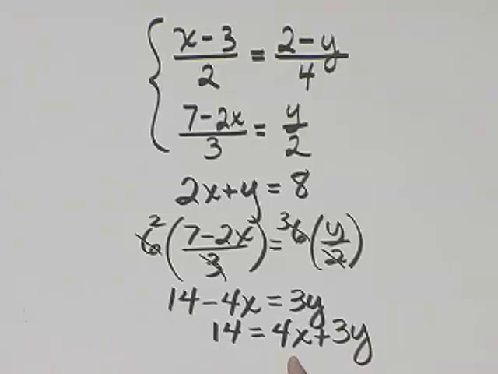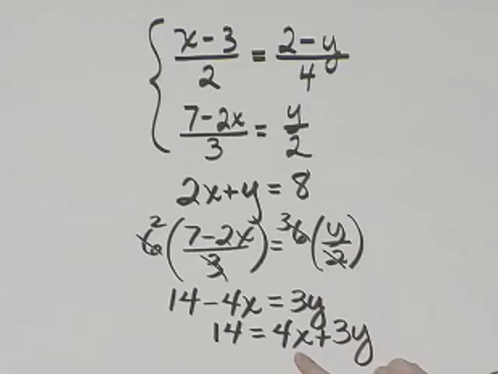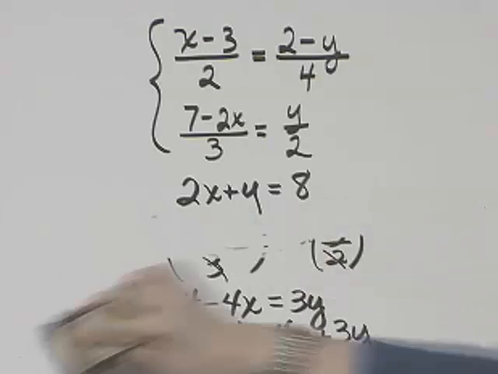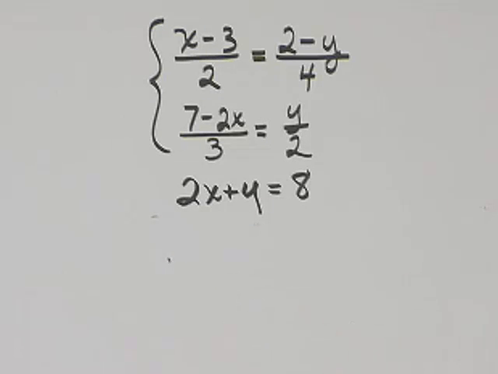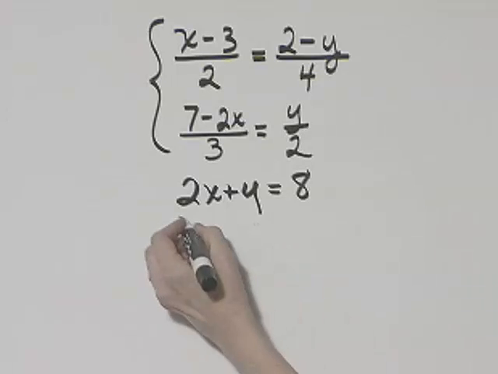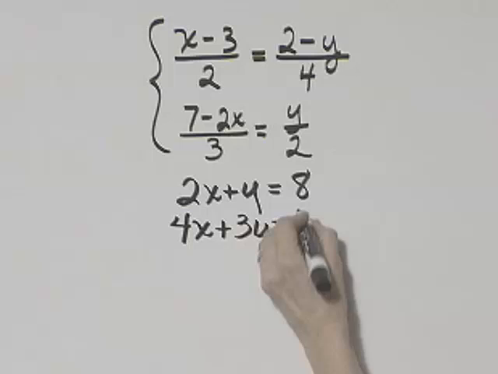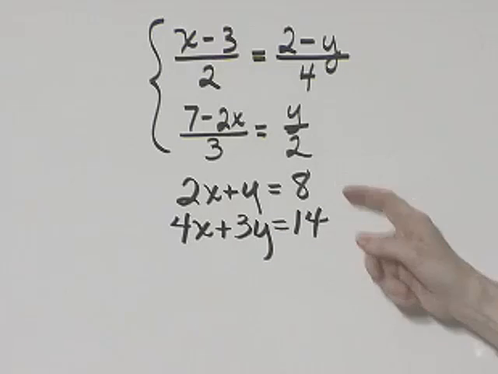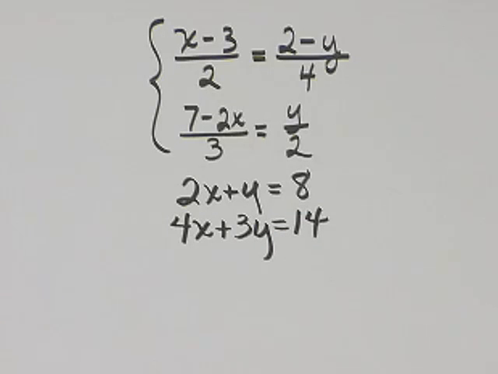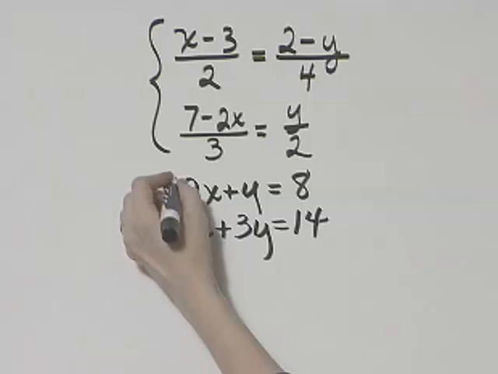I'm going to write this as 14 is equal to 4x plus 3y. In other words, I added 4x to both sides, but when I write it up here, I'm going to write it as 4x plus 3y is equal to 14. All right, that was 4x plus 3y is equal to 14. These are equivalent equations to the original equations. So this is an equivalent system.